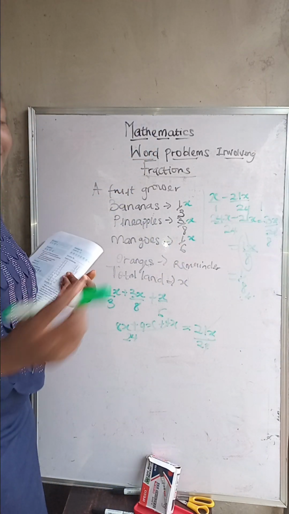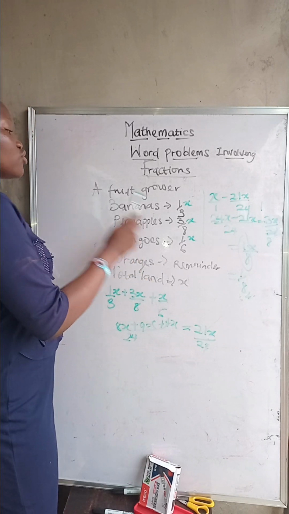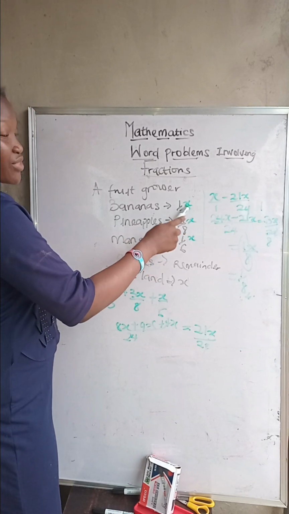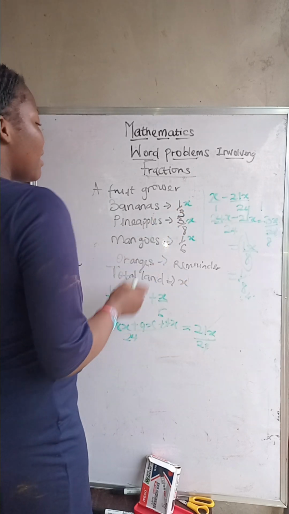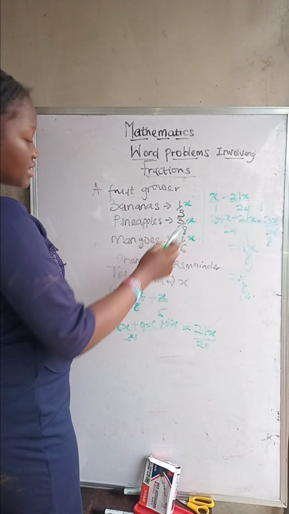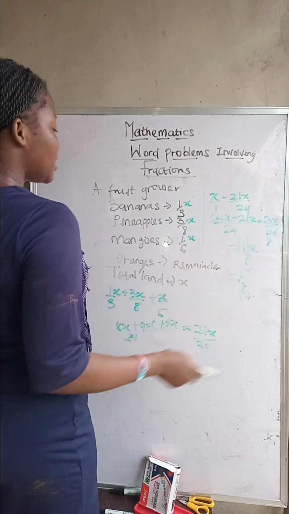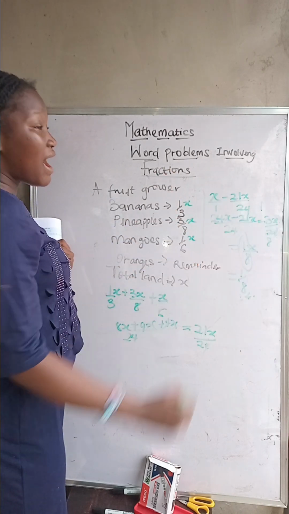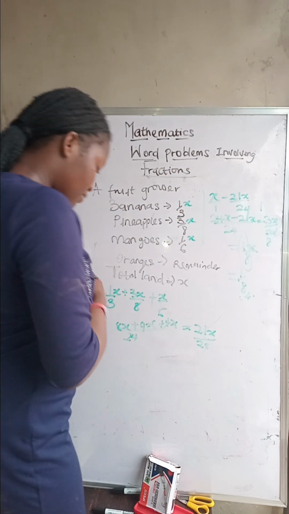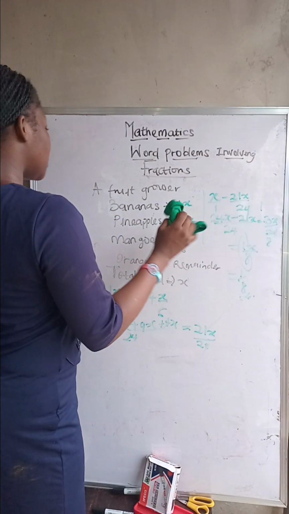So I'll give you time to copy this. I'll explain again. A fruit grower grows bananas on 1/3 of his land, and let's say the land is X. 1/3 of X. Pineapples took 3/8 of X. Mangoes 1/6 of X. Now we want to get the remainder. If you want to get the remainder of something, you add everything together and subtract it from the total. That's what I did here.